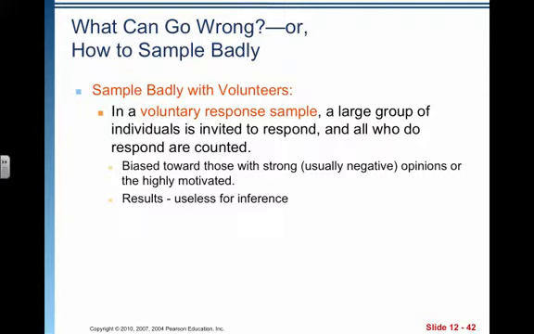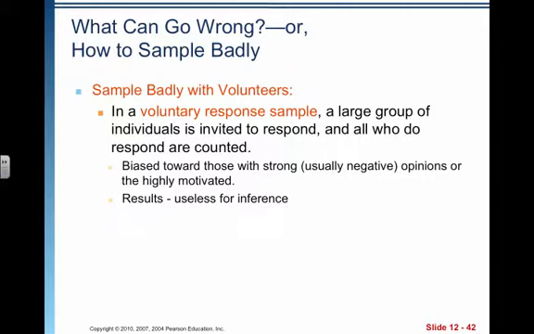Okay, so what can go wrong, or how to sample badly? First thing is using volunteers. A voluntary response sample is basically when you just put it out there, make a big, huge group appeal. It could be on television, on radio, through the internet, or in the newspaper. You just pose a question and ask people to respond.